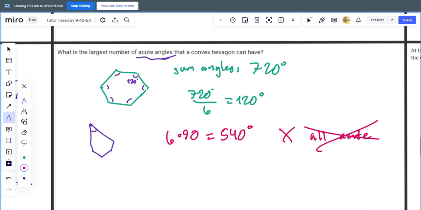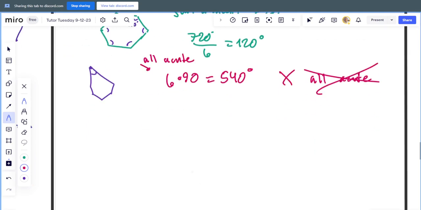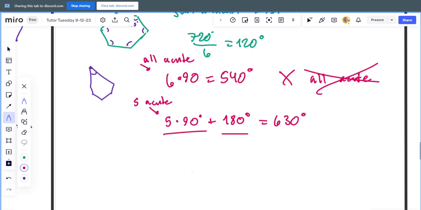Let's say we had this. So this is the case of all acute. That wouldn't work. Let's try narrowing it down. Let's try working from the top and seeing what we can accomplish. What if we had 5 acute angles? We could have 5 angles that are just 90 degrees, and one of them could be obtuse and give us 180 degrees. This would sum up to 630, right? Sorry, 450 from here plus 180 is 630. That does not add up to 720, so this would not exist as a hexagon.